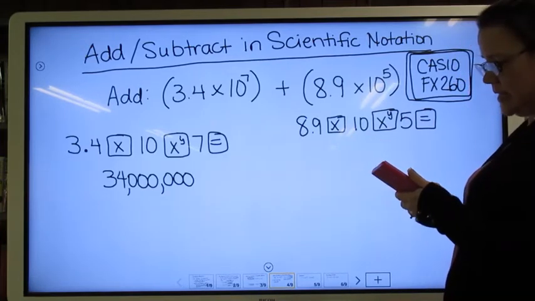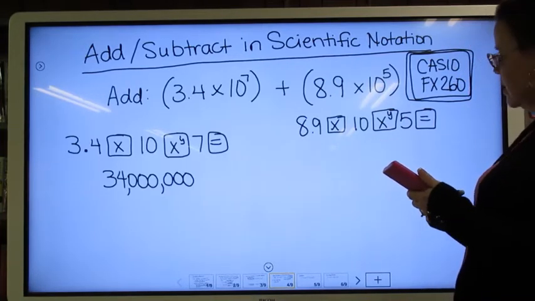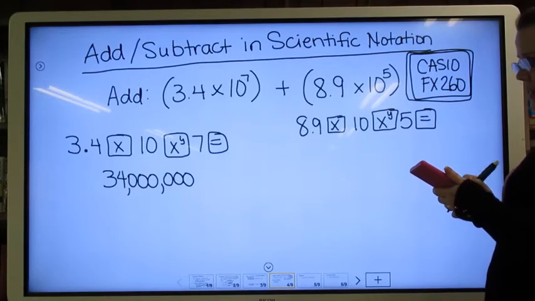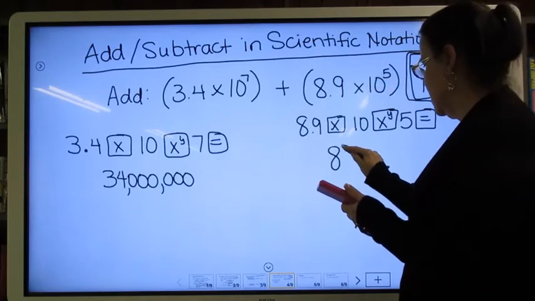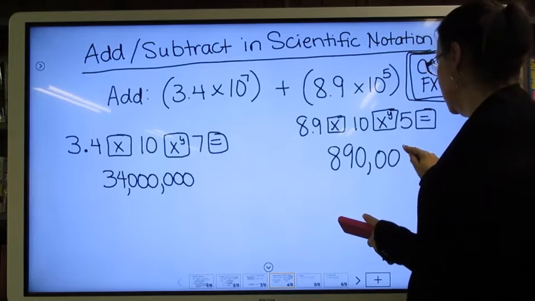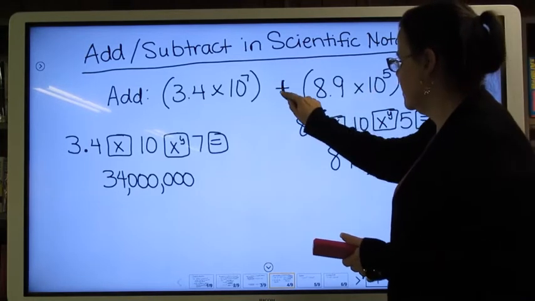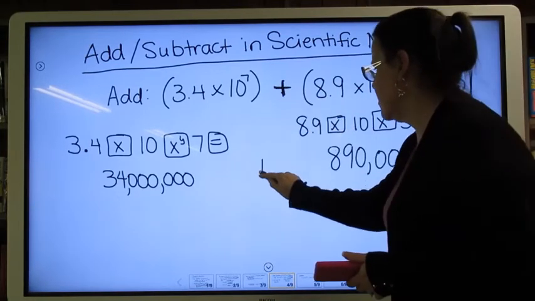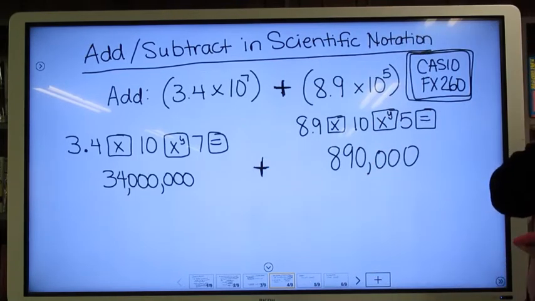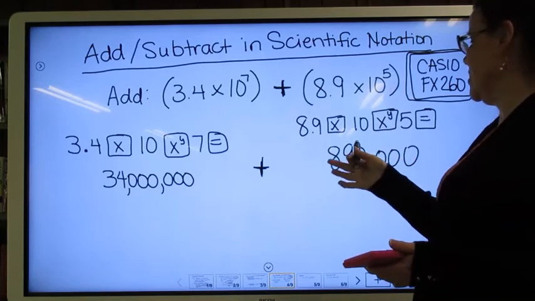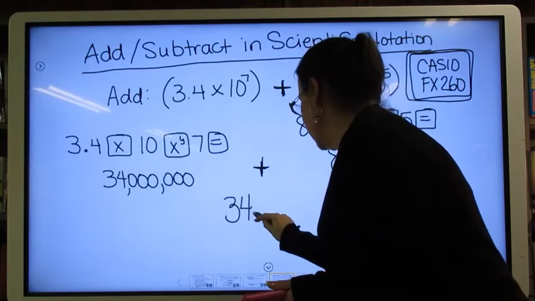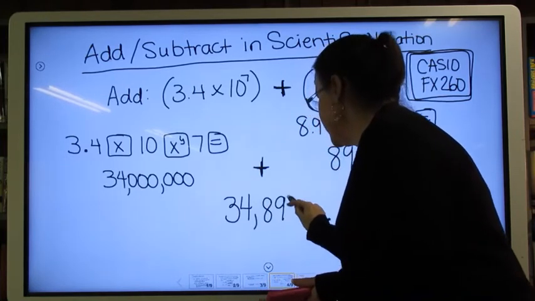And then you put that in, 8.9 times 10 to the 5th power, and it equals 890,000. And since this is to add, you're going to add those together. And that's pretty easy. I mean, 34,890,000. Now that would be the standard form.